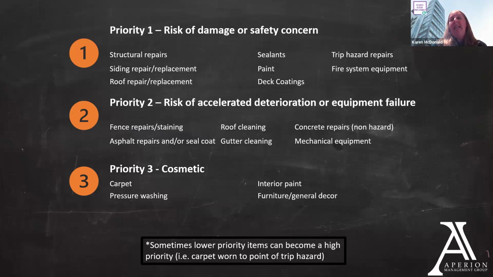So fence staining or asphalt seal coat, both of those help preserve the remaining useful life of that item to make it last as long as possible. But certainly it is not as important as a priority one, which would be keeping water out of a building. Roof cleaning and gutter cleaning are also important because failure to do those can result in bigger problems.